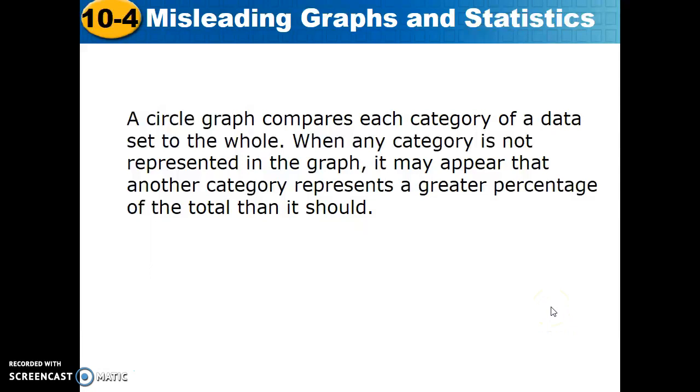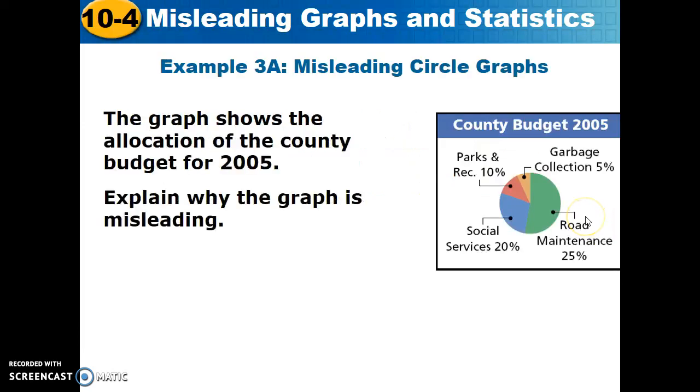A circle graph is something where we're going to compare each category to the set of the whole data. When any category is not represented in the graph, it may appear that another category represents a greater percent of the total than it should. For example, let's look at this graph.